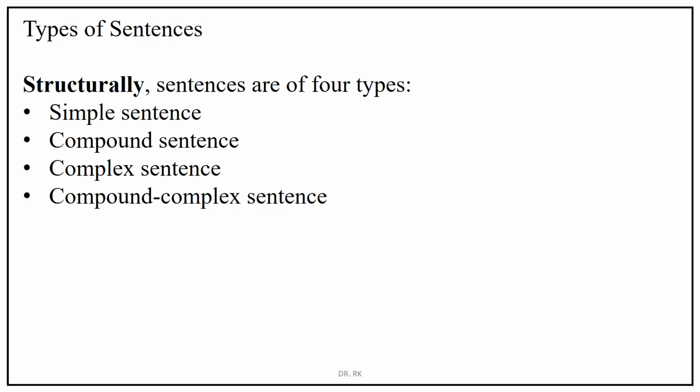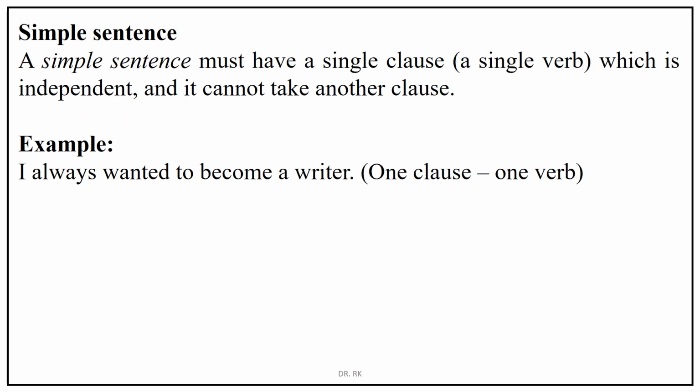Types of sentences. Structurally, sentences are of four types: simple sentence, compound sentence, complex sentence, compound complex sentence. Simple sentence. A simple sentence must have a single clause, a single verb, which is independent, and it cannot take another clause. Example: I always wanted to become a writer. In this example, there is one clause, one verb.